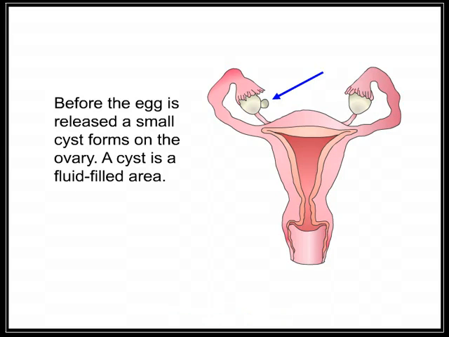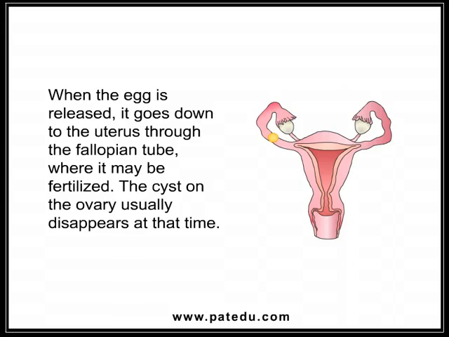Before the egg is released, a small cyst forms on the ovary. A cyst is a fluid-filled area. When the egg is released, it goes down to the uterus through the fallopian tube, where it may be fertilized. The cyst on the ovary usually disappears at that time.